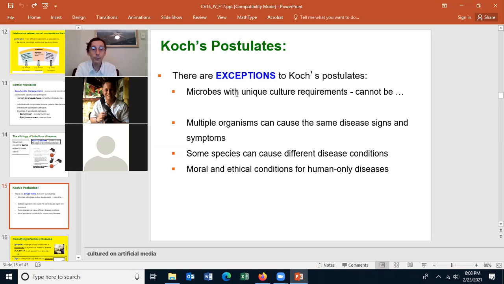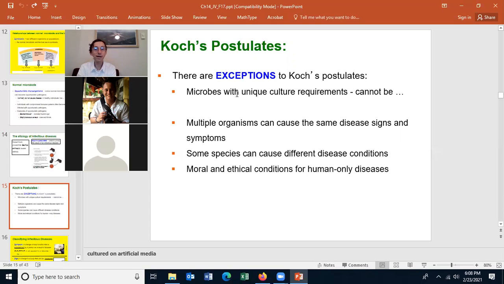Now, what do you do if multiple organisms cause the same disease, signs, and symptoms? Like with the human cold. It can be caused by 3 different families of viruses. And so you can't say that one virus causes the human cold.